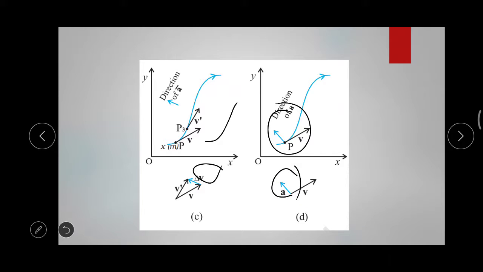So the delta v value we don't want to consider for a particular point or one particular instant. Delta t is tending to 0, so delta v also is almost equal to 0. Okay.